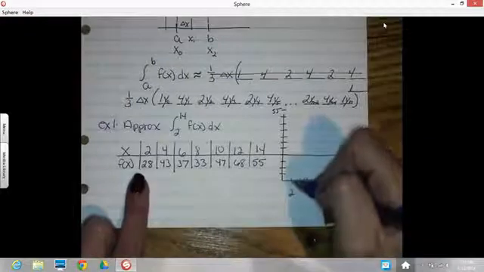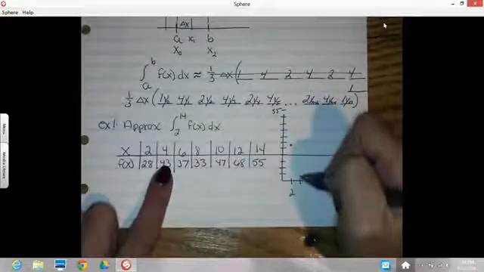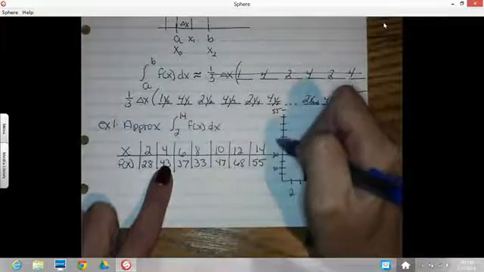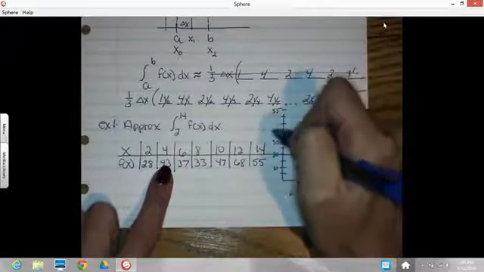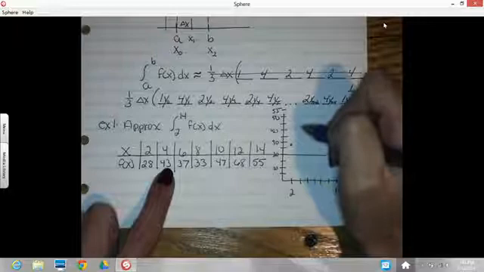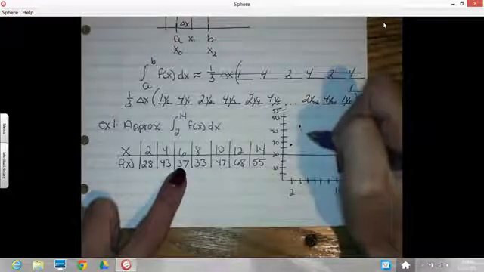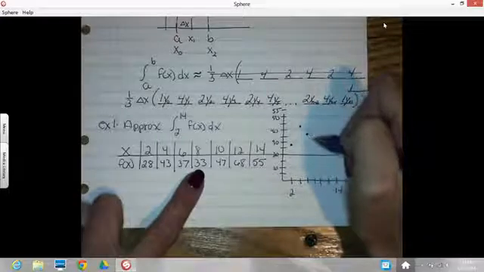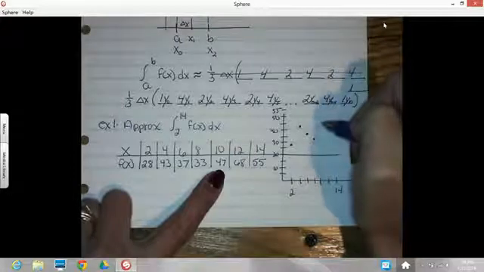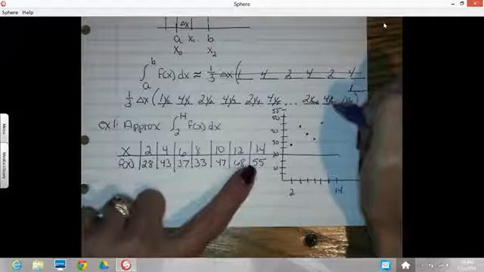2 to 28. 4 to 43. I should have written some of these in. 10, 20, 30, 40. So 43 out there. 37, 33, 47, 60. Oh, geez, that one's way up there. 68, about up there. And then back to 55.